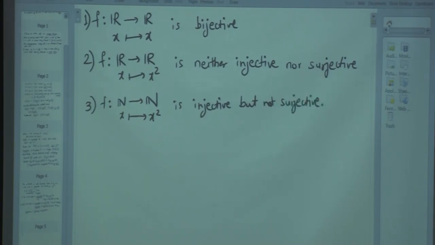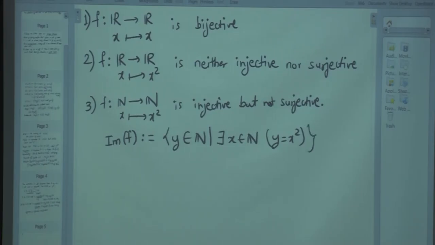So in this case, what is the image of f? Set of all perfect squares. It is the set of all those y's in N such that there exists an x in N such that y is equal to x square. Yeah, he gave me the answer and he is not happy because I just butchered his simple enough definition.